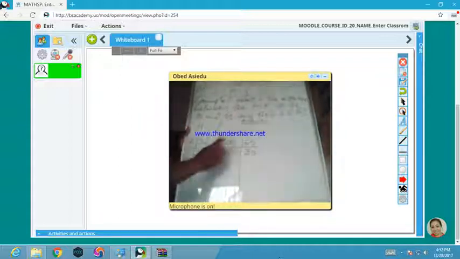2 cannot divide 15, so we'll go with a number that can go. 3 can divide. 3 divide 18 will give us 6. 3 into 15 will give us what? 5.